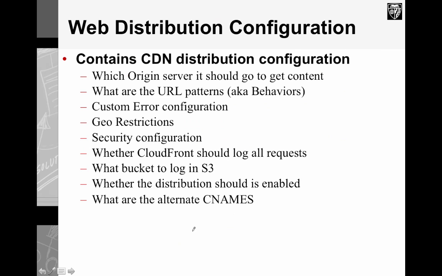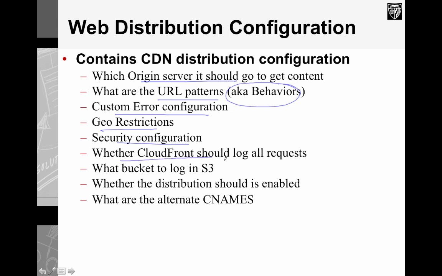Remember I said to you that a distribution contains information. Well, what kind of information goes into a distribution? Information such as where is the origin server? What are the URL patterns, which are also called behaviors, and which URL pattern should go to which origin server? Custom error configuration. What happens if the Edge server receives a request that's a bad request? What is the error message it should send back to the client? Geo restrictions. How can I restrict certain countries from accessing the content? Security configuration like custom SSL, HTTPS.